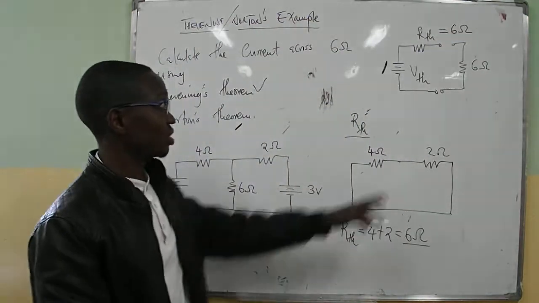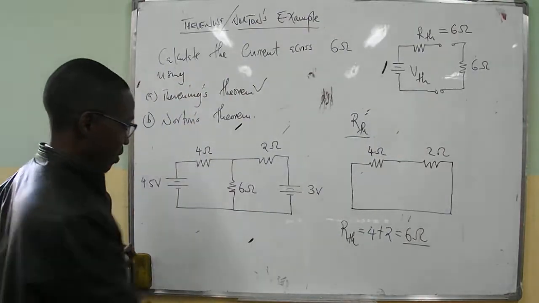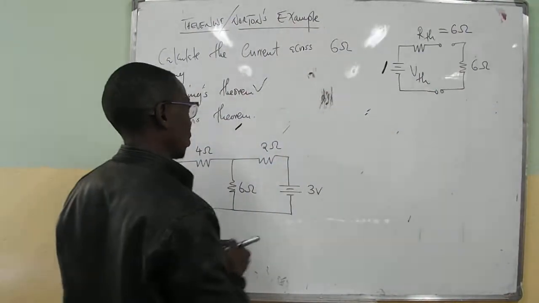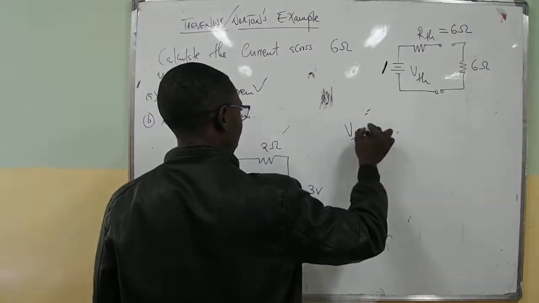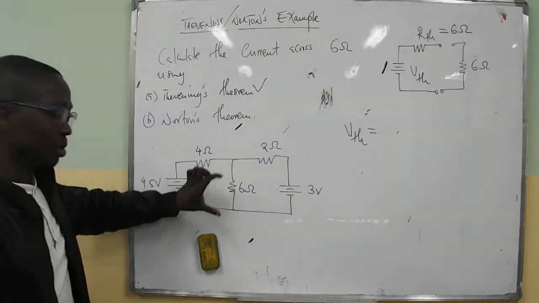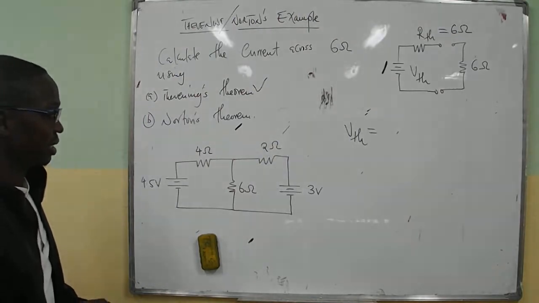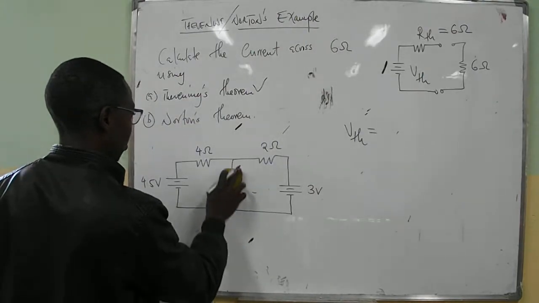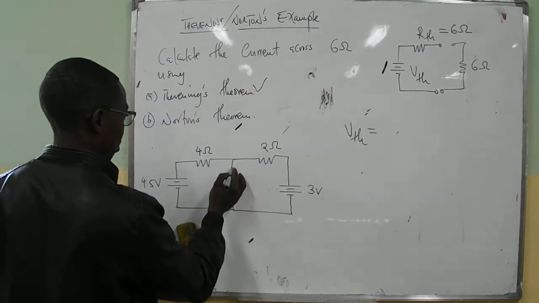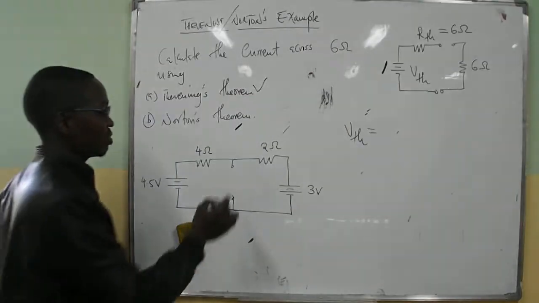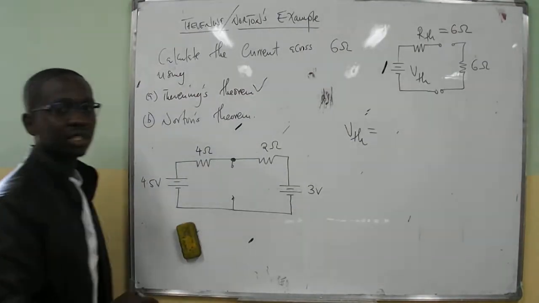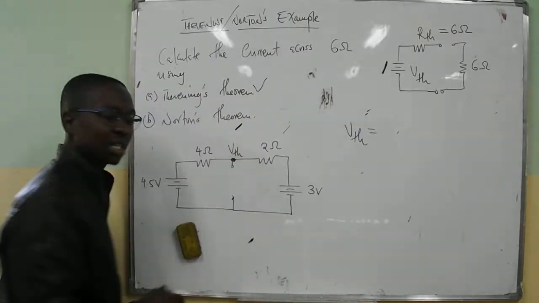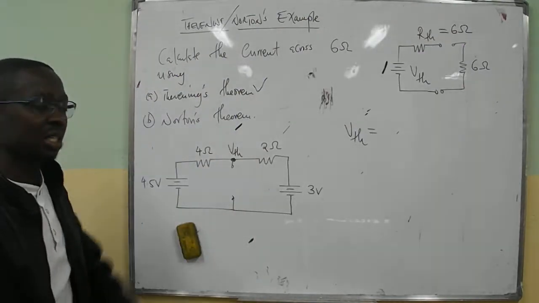Okay, our next task is to find the Thevenin's voltage. How do you find the Thevenin's voltage? We calculate the Thevenin's voltage by viewing our circuit from the point where the load is connected. In this circuit, the load is connected at this point, this 6 ohm. The load is connected here. So we want to find the voltage across that point. Let's call this point VTH, because that is the Thevenin's voltage, which is across the 6 ohm resistor.